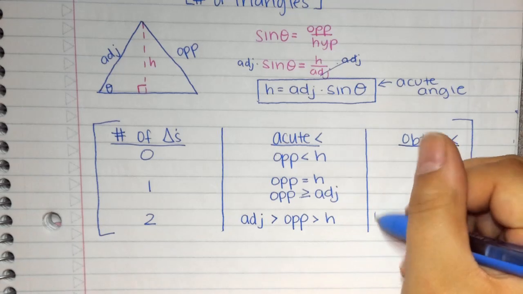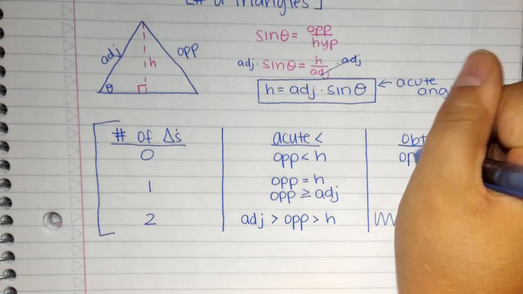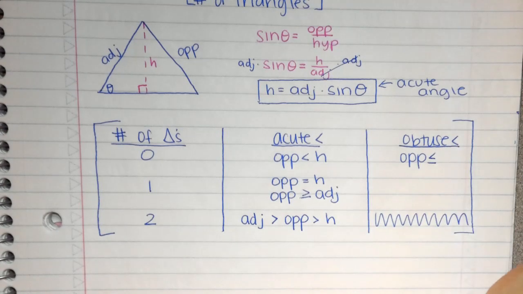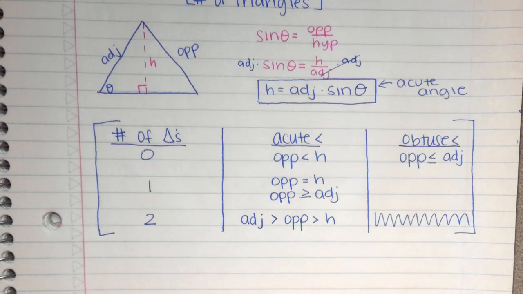Now, we like obtuse because you cannot get two triangles with obtuse. What would create no triangles for an obtuse triangle? By the way, you're always comparing your opposite side to something. So my opposite side would be what to create no triangles? Bigger or smaller than the adjacent? Smaller. And even if it equals the adjacent, it won't create a triangle. So if your opposite is smaller than, or less than, or equal to the adjacent, you can't create a triangle.